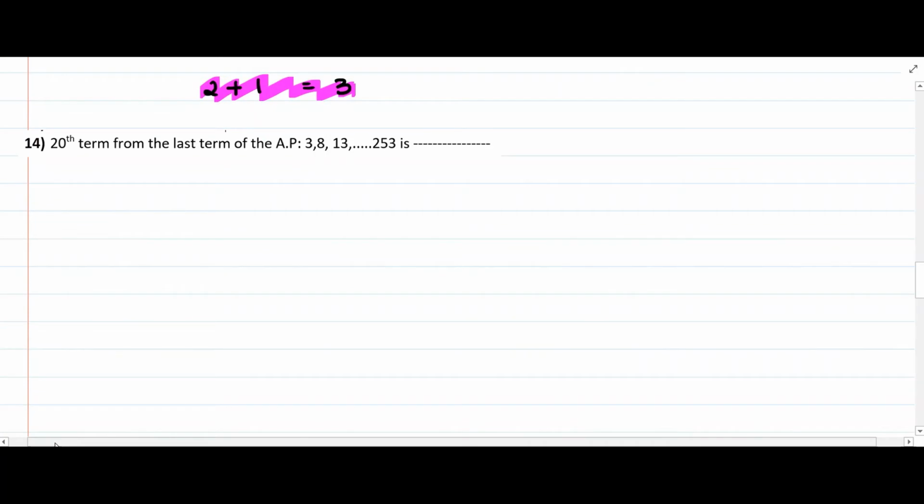Let's move on to the 14th question. 20th term from the last term of the AP. The AP is 3, 8, 13 is dash. Okay, since the question is we have to find the 20th from the last term, we will reverse the AP.